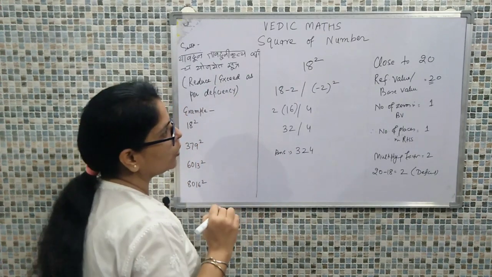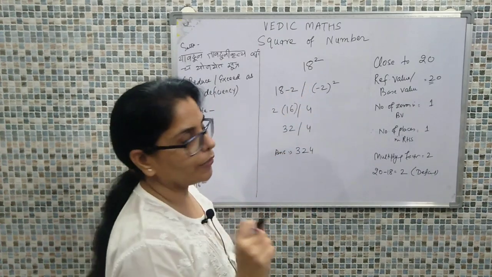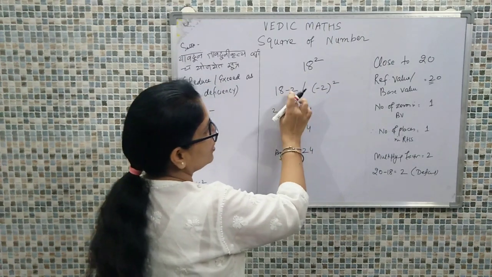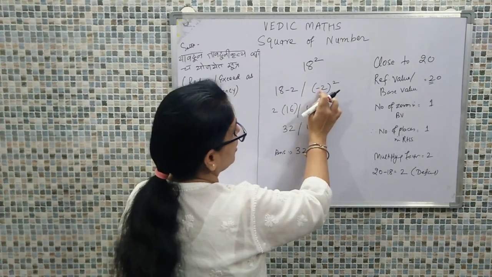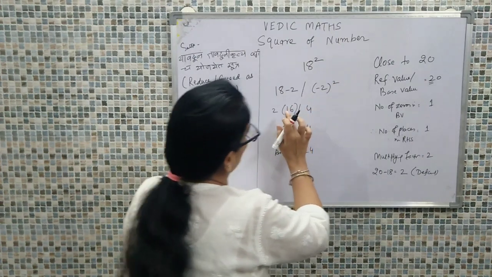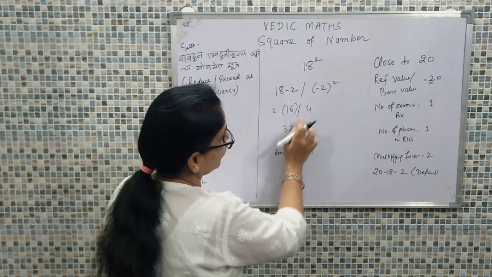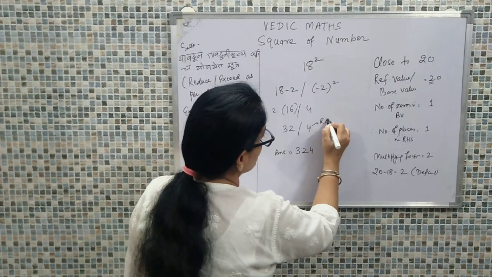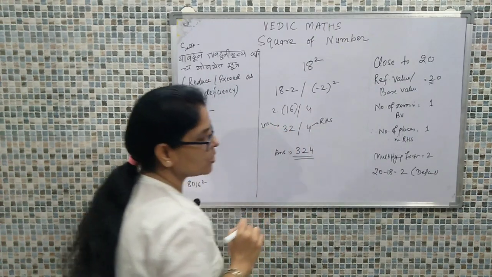324. So how did we begin? We identified the close reference value, which is 20. We compared this value with 20. How much deficient is it? It is 2 deficient. So 18 minus 2 comes out to be 16. And minus 2 was the deficiency; minus into minus is plus, 2 into 2 will be 4. Now what is the multiplying factor? The multiplying factor is 2, so 16 2s are 32. We squared the 2, and that gave 4. So we have RHS as 4 and LHS as 32. So the final answer is 324.